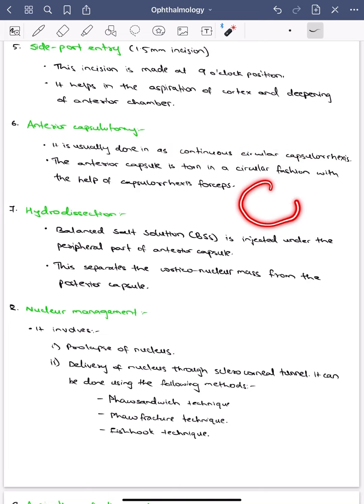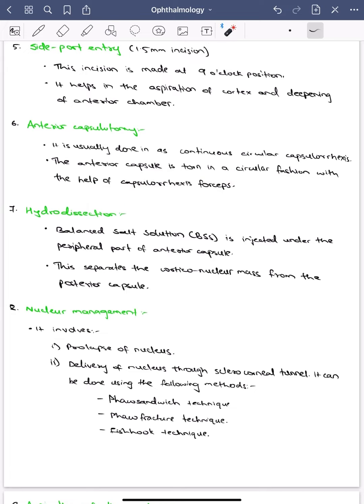Now, here the anterior capsule of the lens is removed in a circular manner. So this is the anterior capsulotomy. That is, the anterior capsule is torn in a circular fashion with the help of the capsulorhexis forceps. So this is the sixth step.